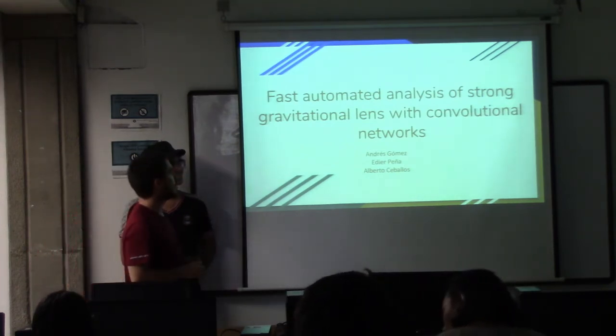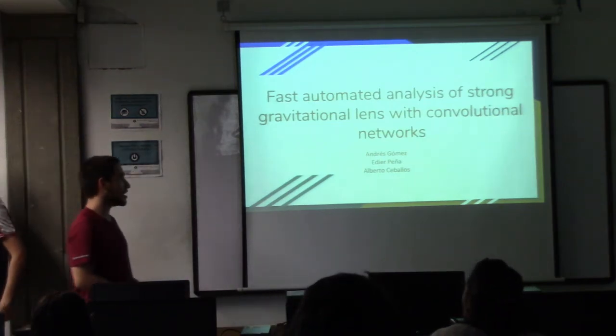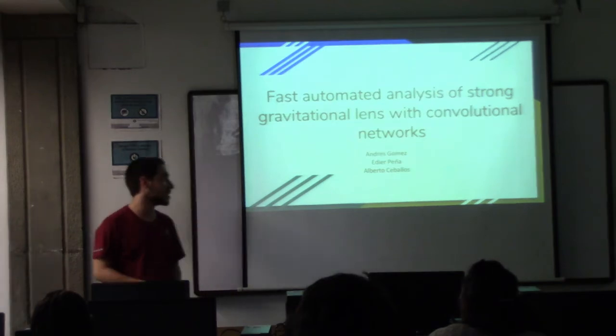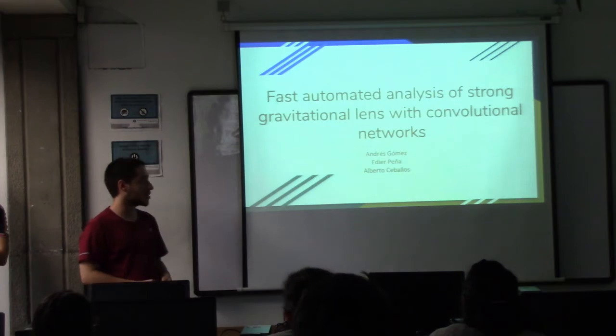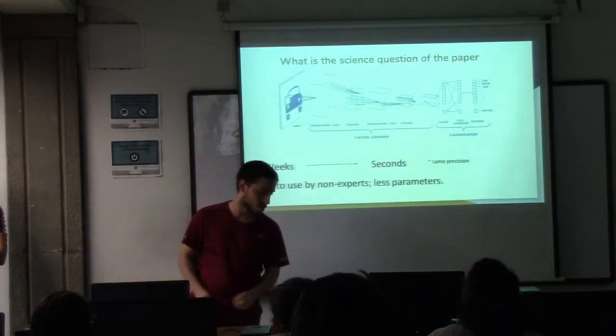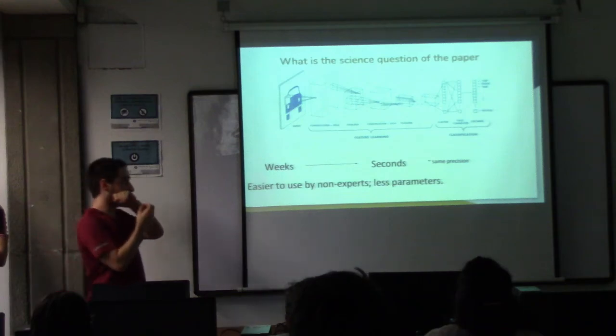Okay. So we are going to talk about how to predict if a certain image contains a gravitational lens with the use of convolutional networks. So to begin with, I'm going to briefly introduce what a convolutional network is.